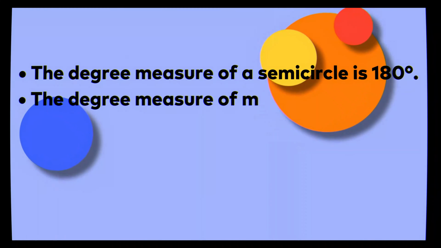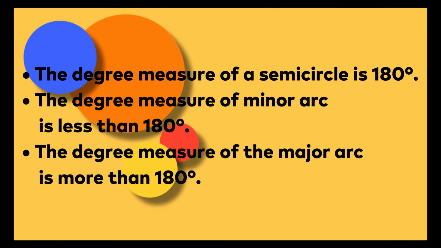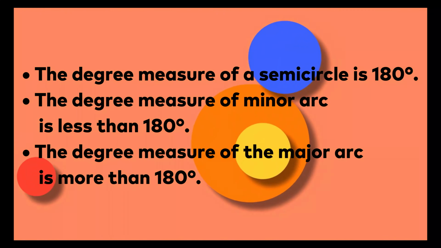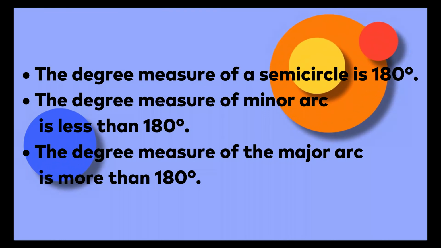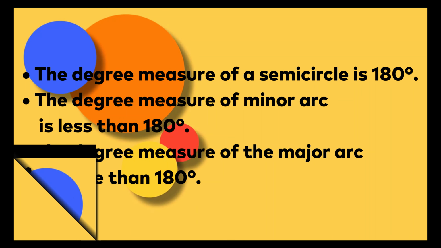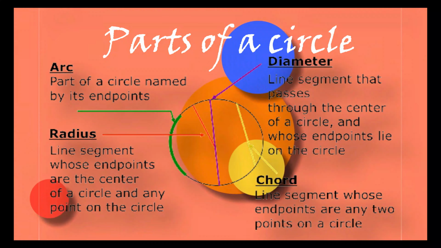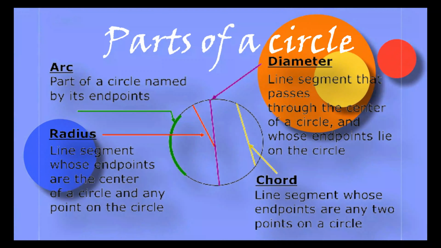The degree measure of a semicircle is 180 degrees. The degree measure of a minor arc is less than 180 degrees. And the degree measure of the major arc is more than 180 degrees. You can see the different parts of the circle in the illustration given.